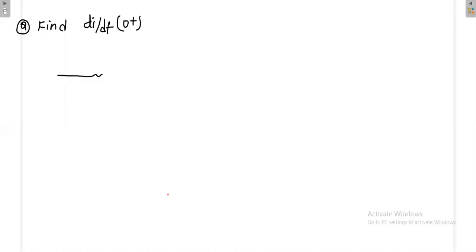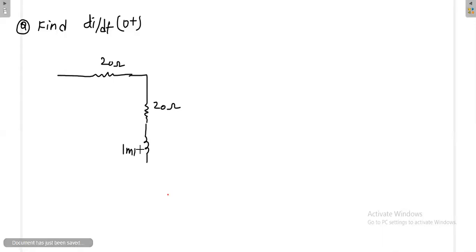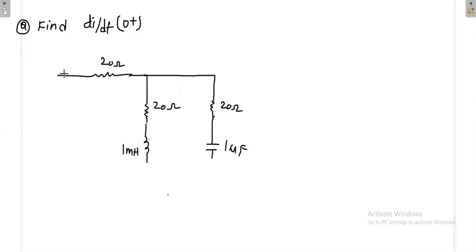Okay, circuit: 20 ohm, 20 ohm, 1 millihenry, 20 ohm, 1 microfarad, 100 volt.